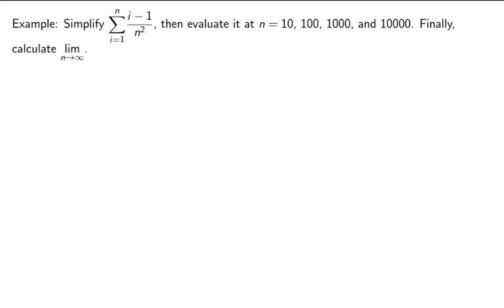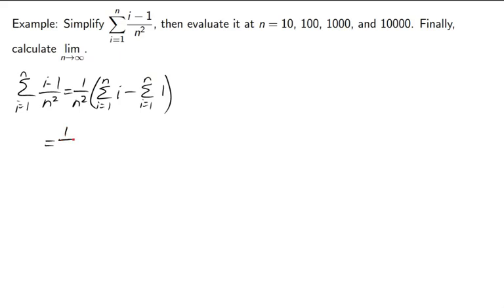First example is we want to calculate this summation and evaluate it at values of n and then take a limit. First thing I want to do with this summation is I've got i minus 1 over n squared. I'm going to start by just taking the 1 over n squared in front. And then I can break it up into 2 summations. I get the summation i equals 1 to n of i minus the summation i equals 1 to n of 1. Now that's the cleanest breakdown I can do to it.